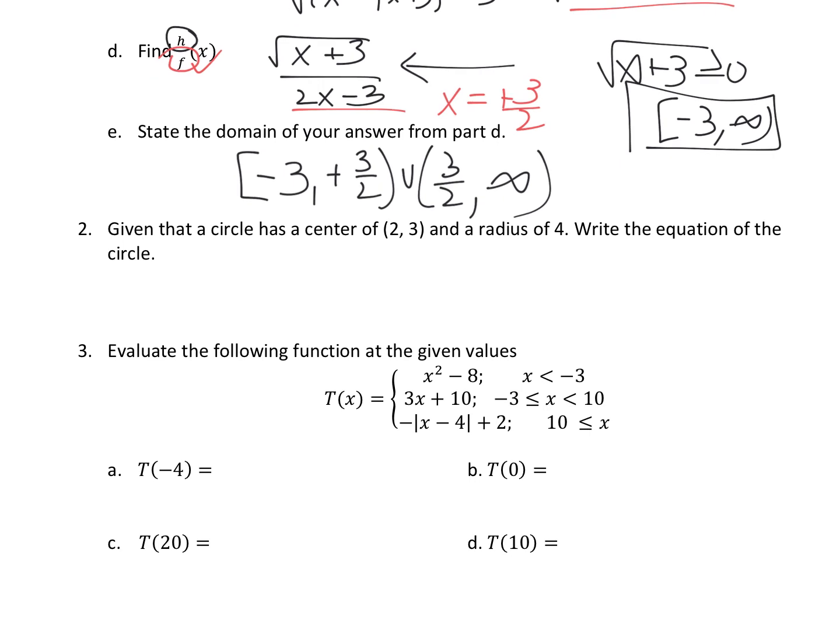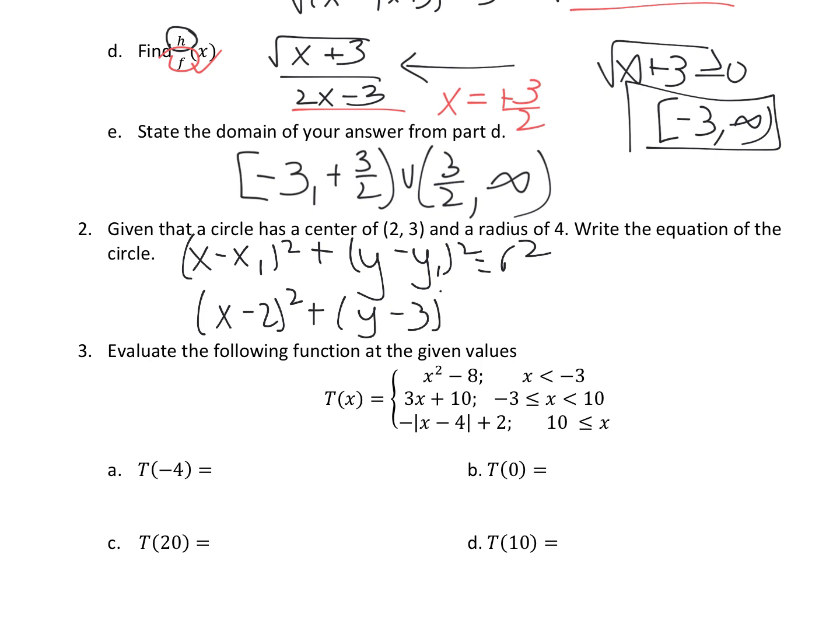We talked about the circle equation, so you're just going to have to try to memorize this formula. x minus the x coordinate squared plus y minus the y center squared equals r squared. So just based on this information, I get x minus 2 squared plus y minus 3 squared equals 16.